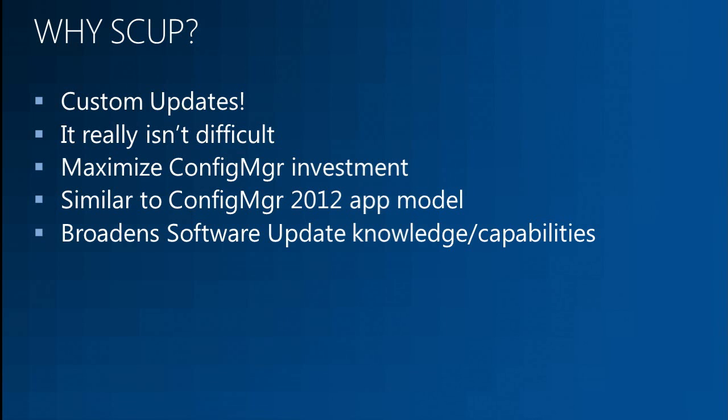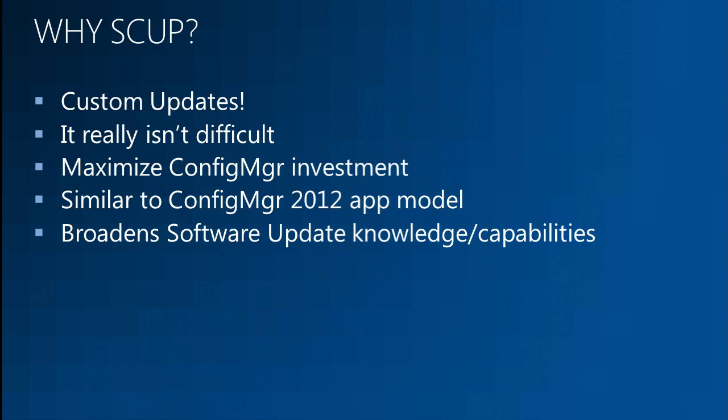Another reason, I already alluded to this, Config Manager 2012 introduces the app model. We've heard a lot about that this week already. SCUP, in many ways, is very similar to the app model, okay? So if you're going to be using the app model anyway, then why not take that knowledge, apply it to SCUP, and leverage it for custom updates, okay?